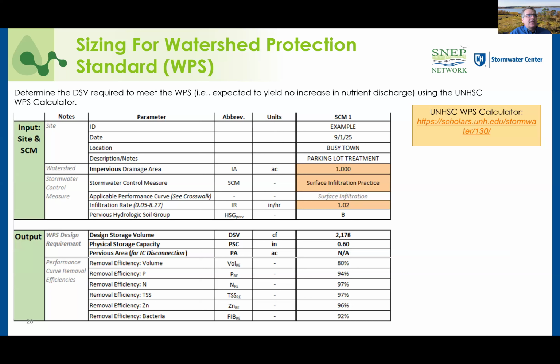So this is what the calculator looks like. In this example, it's 1 acre of impervious area. We're using a subsurface infiltration practice. We have a hydrologic soil group of 1.02. Once you input the orange boxes, the calculator reflects the data inputs that are needed. I said 4 things, but really, here we know 3 things, and we're using the calculator to find the 4th, which is: what sizing criteria do I need to actually meet the standards?